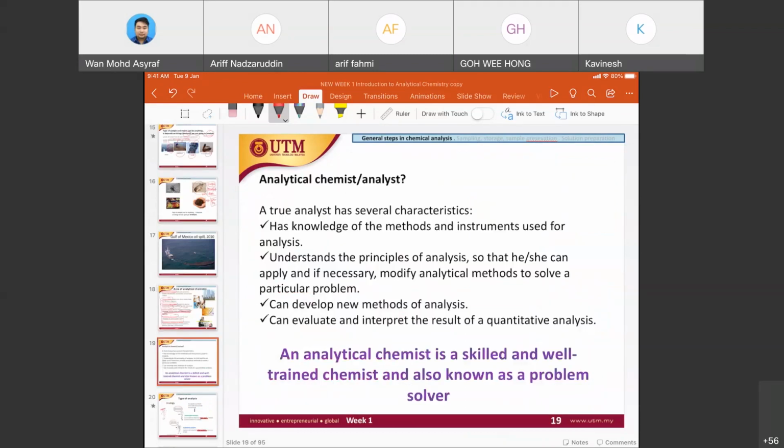Okay, analytical chemist ataupun kita panggil sebagai analyst. Okay, so basically a true analyst, this is something for you to know only lah. Has the knowledge of the methods. Kita tahu method apa kita nak guna, kita tahu instrumen apa kita nak guna. Okay, kita understand the principles of analysis. Kita boleh develop a new method. Okay, kalau you rasa method yang dicadangkan oleh the standard method tu tak efficient, so you boleh cadangkan a new method that is much more efficient, much more robust. And then you can evaluate or interpret the results for quantitative analysis.